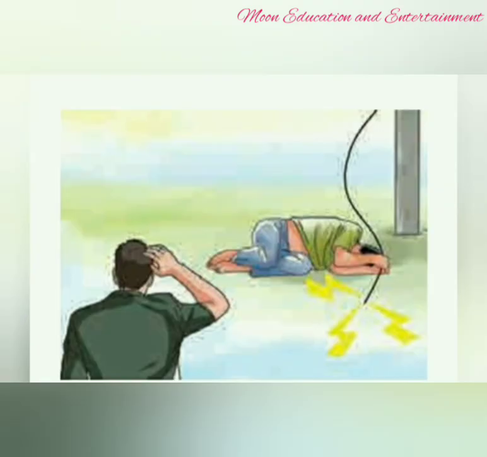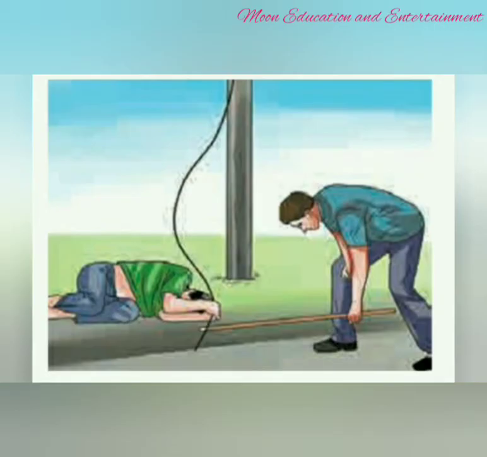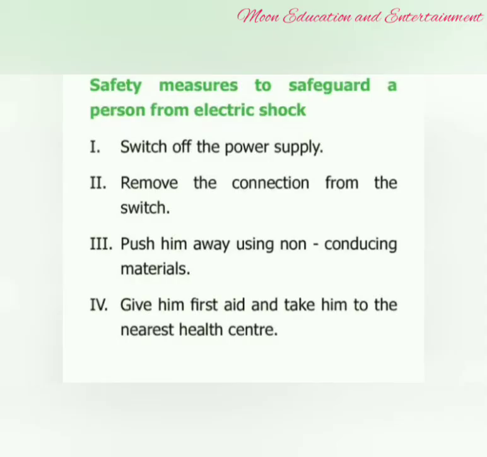We see a person who gets an electric shock by touching an electric wire. What shall we do then? Either we can switch off the mains, or we can remove the electric wire with a piece of wood. Here are some safety measures to safeguard a person from electric shock. First thing we have to do is switch off the power supply. Next, we can remove the connection from the switch. Again, we can push him away using non-conductor materials like wood. And finally, we have to give him first aid, and take him to the nearest health center.